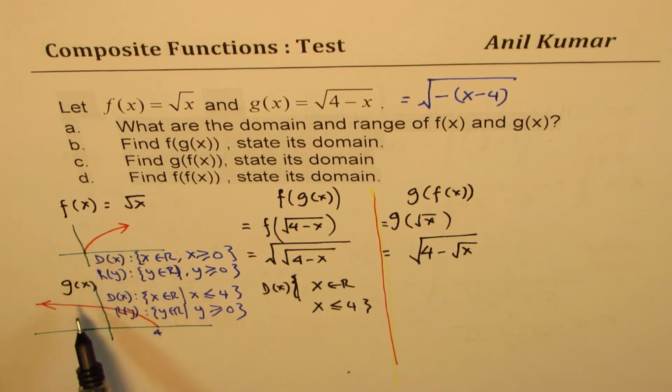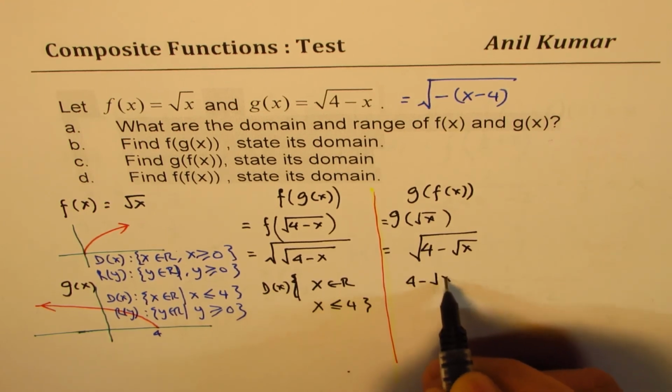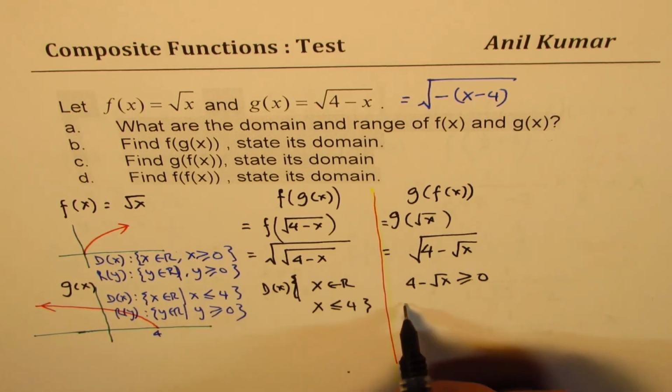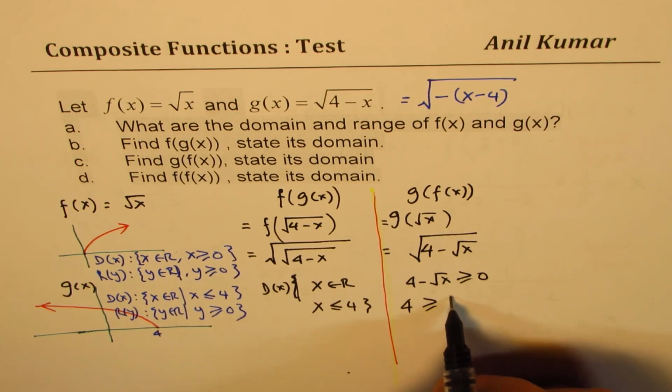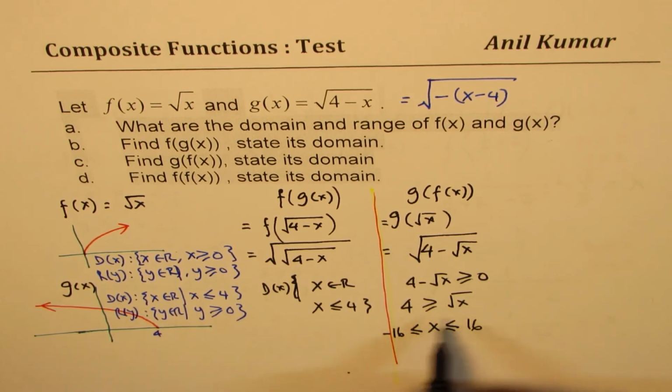You can very clearly see that as soon as this output goes beyond 4, we have a problem. So to find the domain, what we have to say is that 4 minus square root of x has to be greater than or equal to 0. Correct? Or we say 4 is greater than or equal to square root of x. And so when we square, that means x is within plus minus 16. When you square, it is absolute value of x, correct? So you have to be within this. So that becomes the domain.